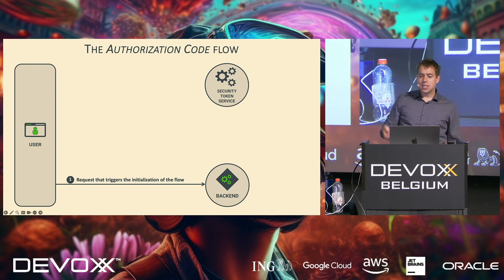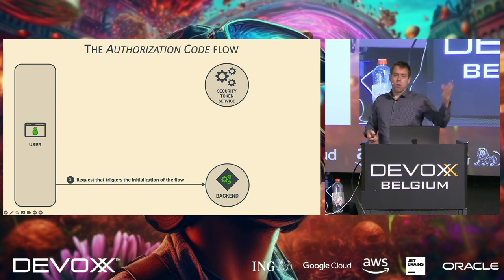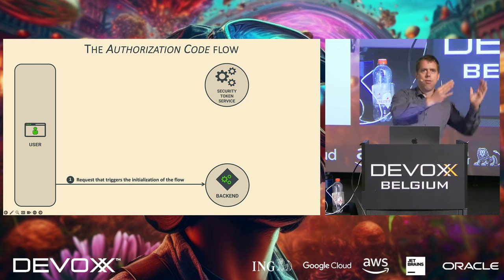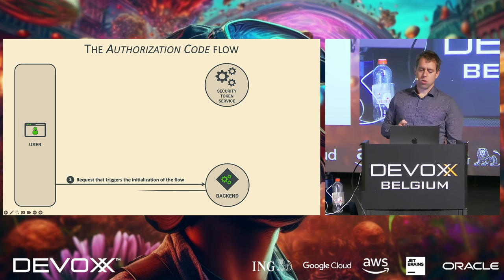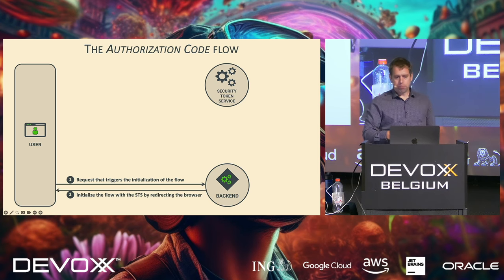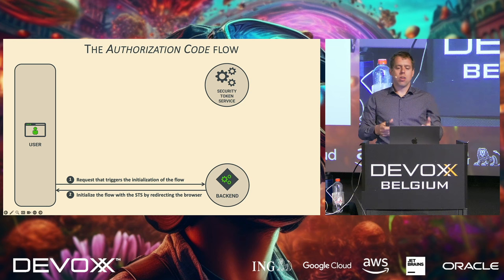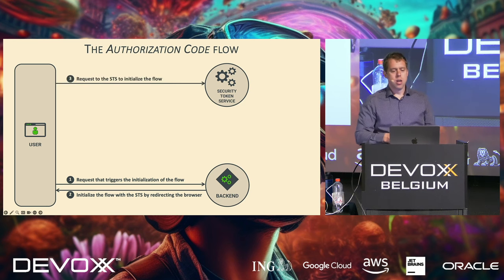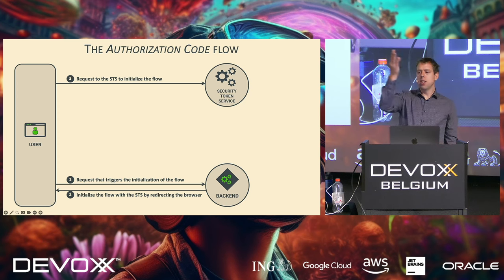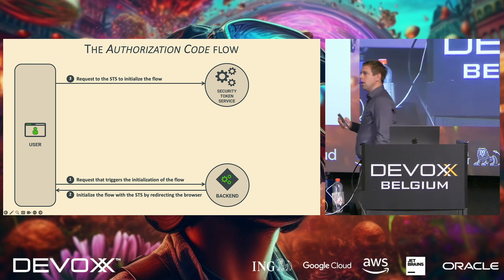That means the backend is like, okay, if I want to run a flow, I have to send the flow to the security token service. So it's going to redirect the browser to make sure that the browser sends a request, the authorization request, we call that, to initialize a flow. And the browser is going to follow that redirect, which results in request number 3 on top. So that's a redirect happening where the browser goes to that security token service.